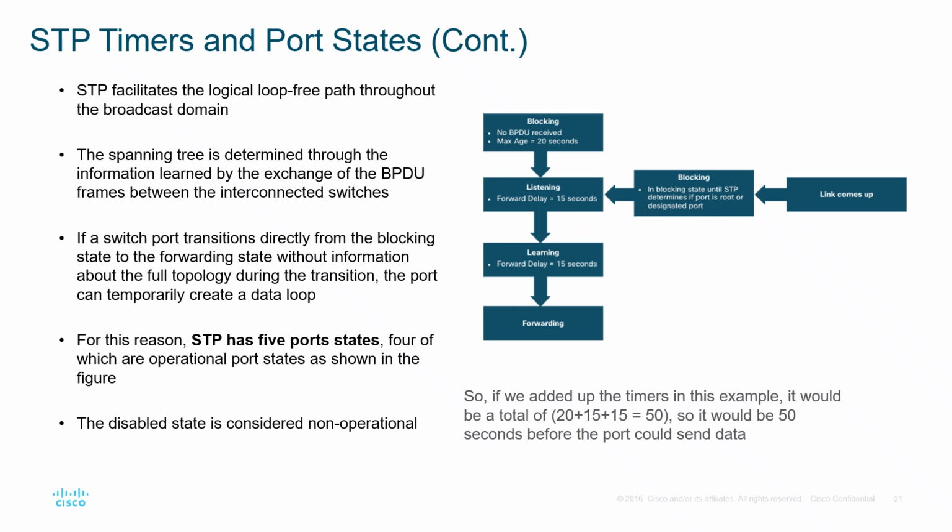So, a port will be in a blocking state until STP determines if the port is a root port or a designated port. If we added up the timers in this example, it would be 20 plus 15 plus 15, which equals 50, so there would be a 50-second delay before that port could send any data, using the default values of blocking, listening, and learning.